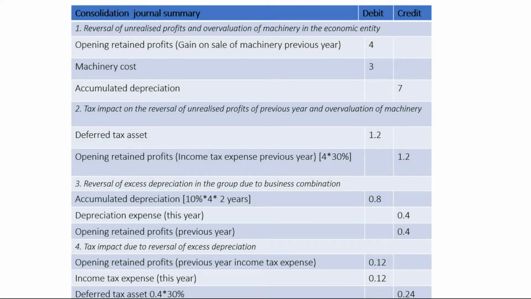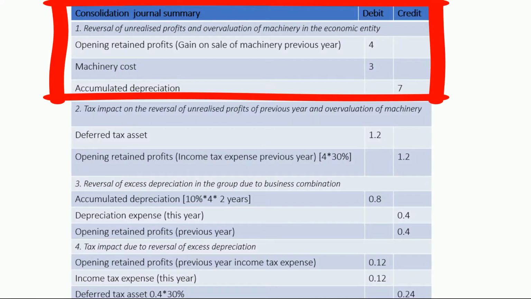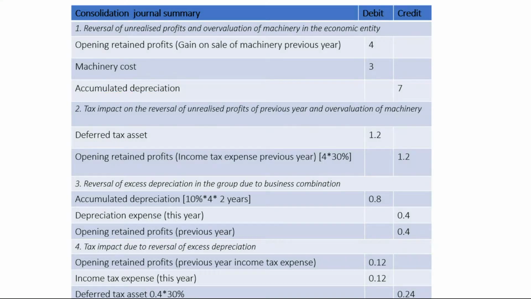So our first journal entry is debit opening retained profits 4, debit machinery cost 3, and credit accumulated depreciation 7. If we take the debit 3 and credit 7, the net effect of that is the overvaluation of the machinery, which is 4.